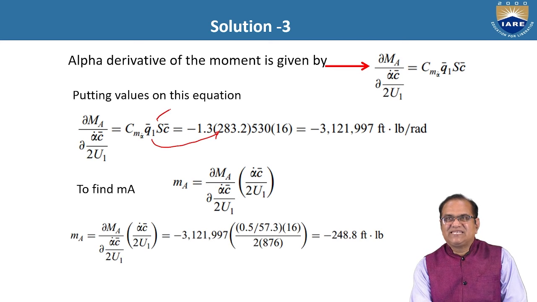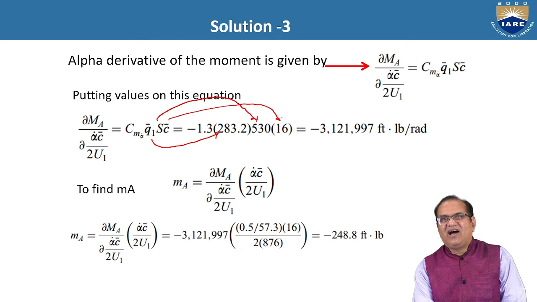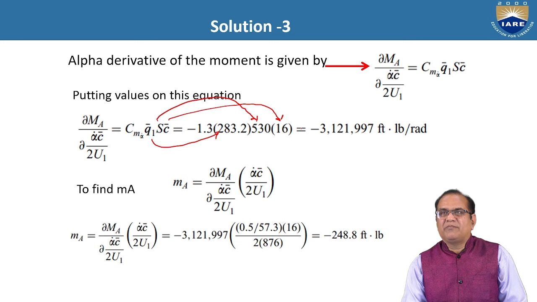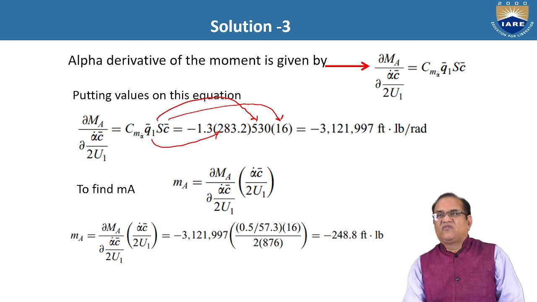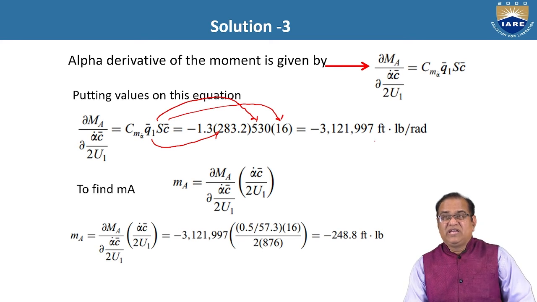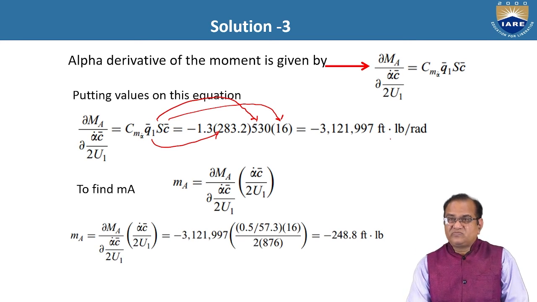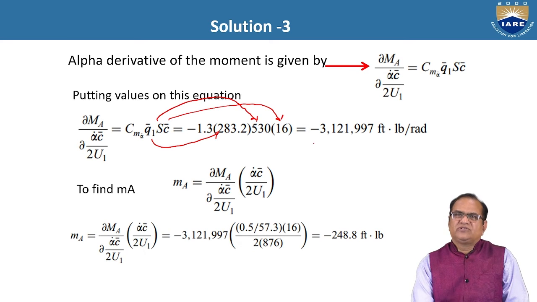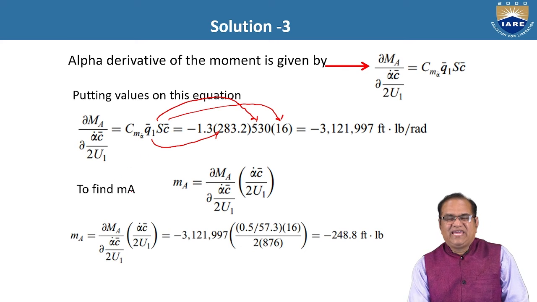Then S is here. Then C bar is here. All things are given. So you will get here minus 3121997 feet pound per radian. This much derivative in negative we got. Now if you want to find out the MA, the perturbed moment.